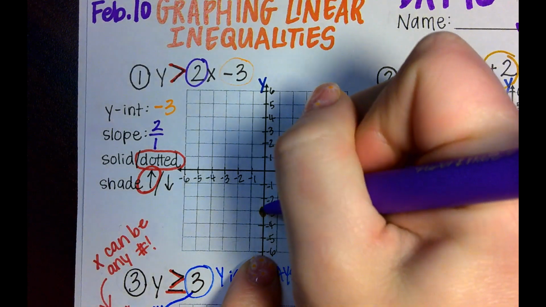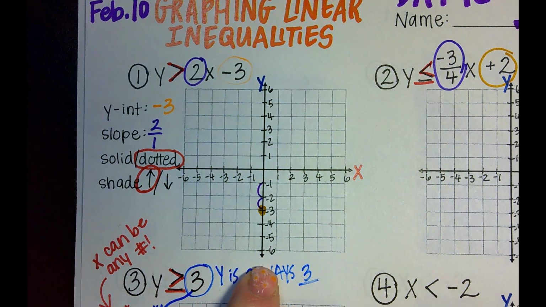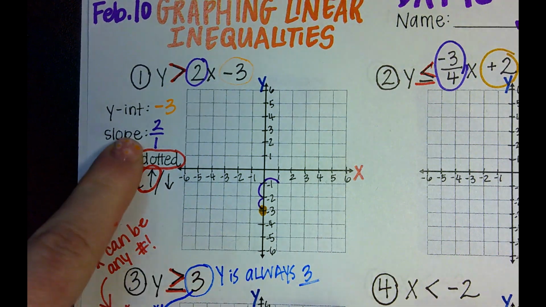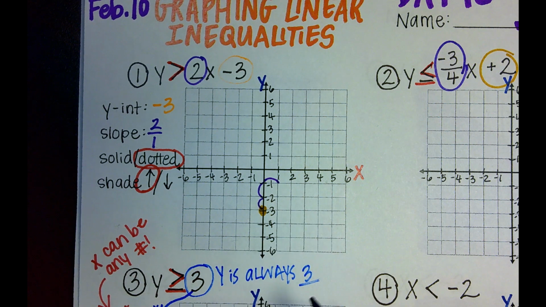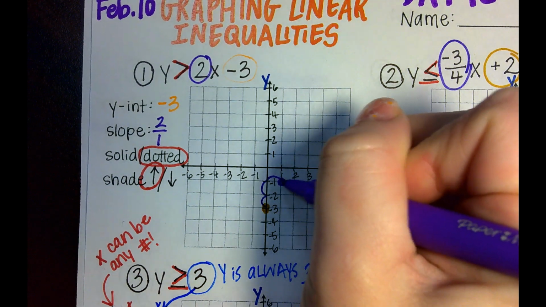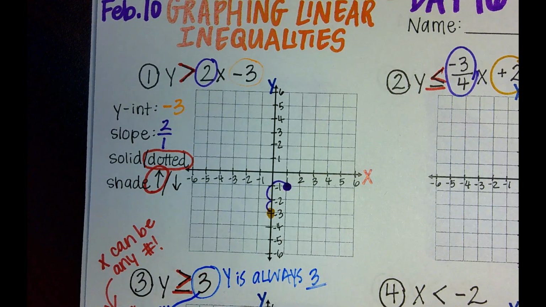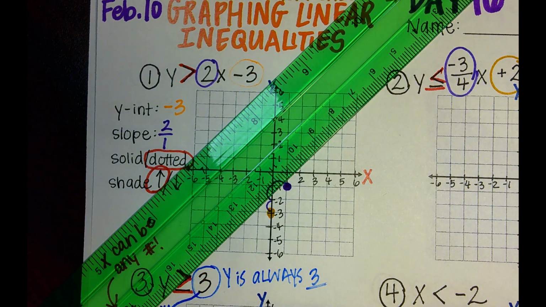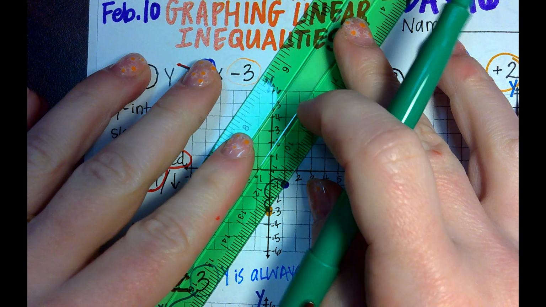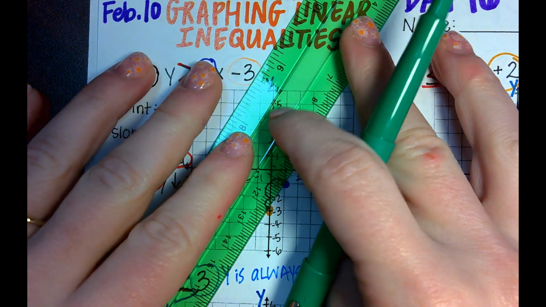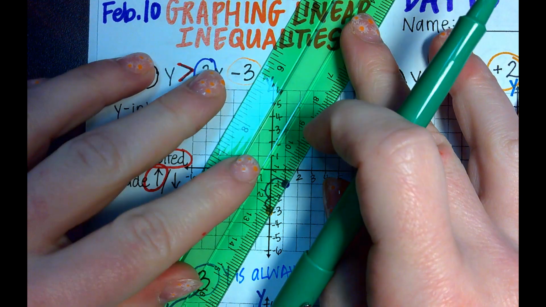Good, up to over 1. And we just used the slope to do that. Rise over run. So here's our second point. And what do I do next? Yes, we are going to connect the dots, and we decided it is a dotted line. So I'm going to use a ruler, and I'm going to make sure that when I connect my dots, I use a dotted line.